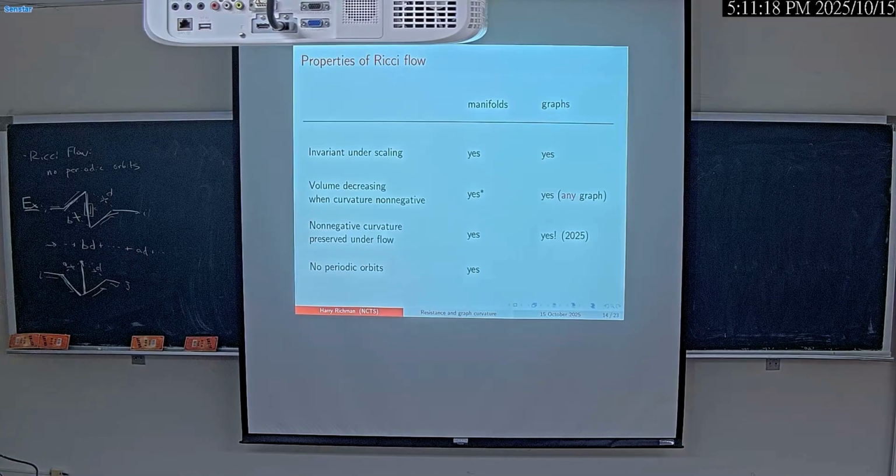Okay, and the third property, that starting out with a graph with non-negative curvatures, it turns out if we run Ricci flow on that graph, the resulting graphs will also all have non-negative curvature. So this is, I guess, the main result in this paper with co-authors. And then this last property of periodic orbits is still open.